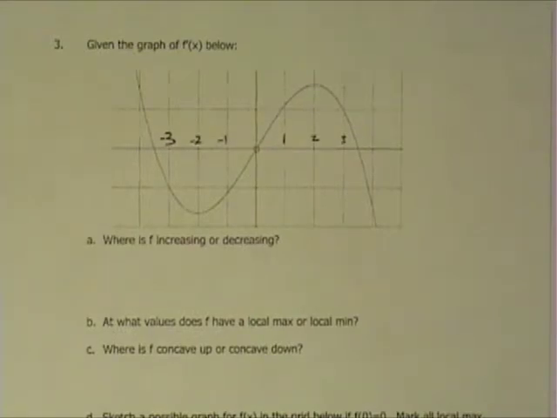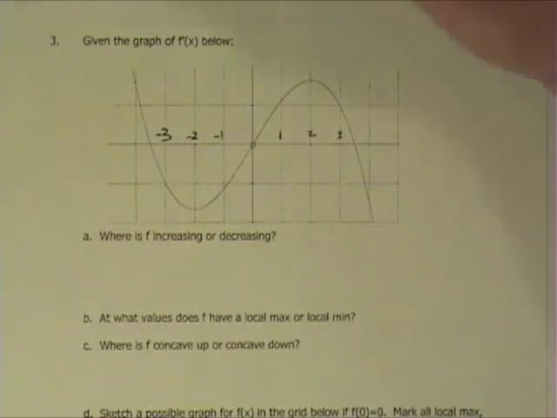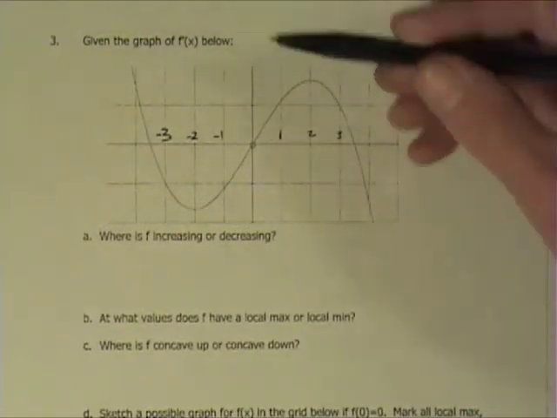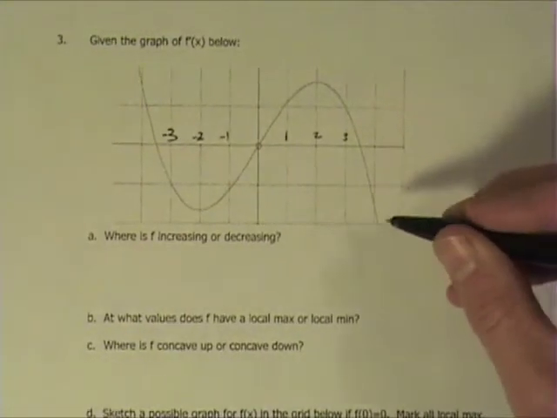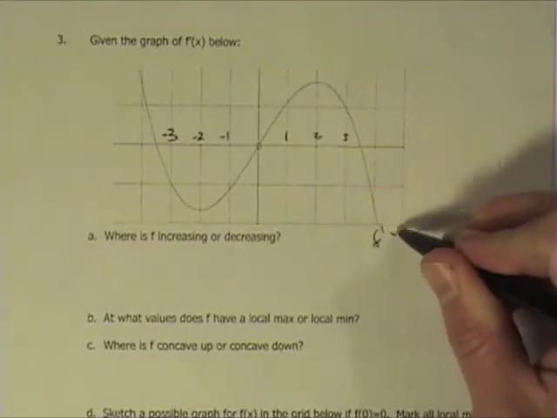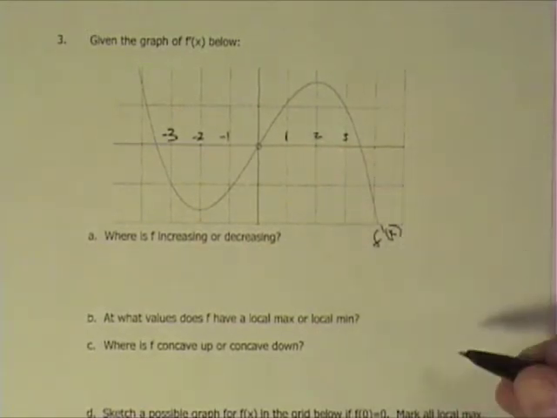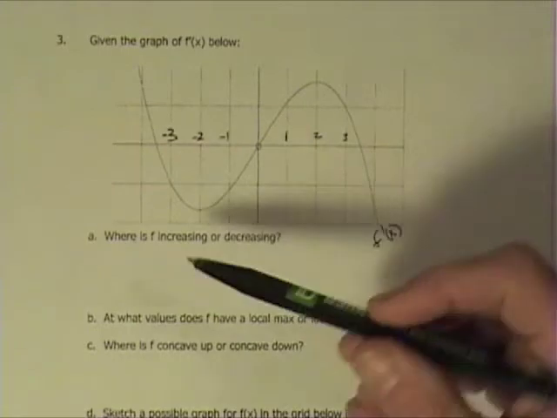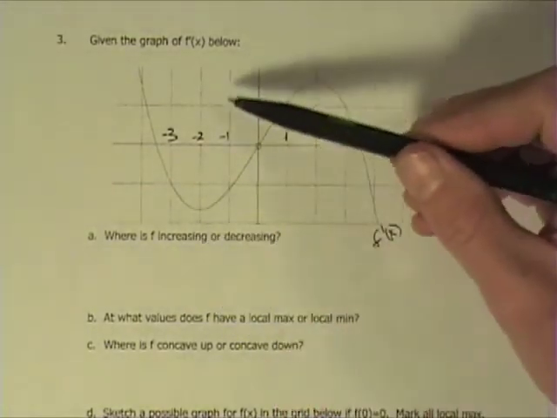Okay, on to the second page here. We're given the graph of f of x. So this is the graph of the derivative. I'm just going to label that to make it clear because sometimes it's easy to forget. And they're asking questions about the original function, not this one.